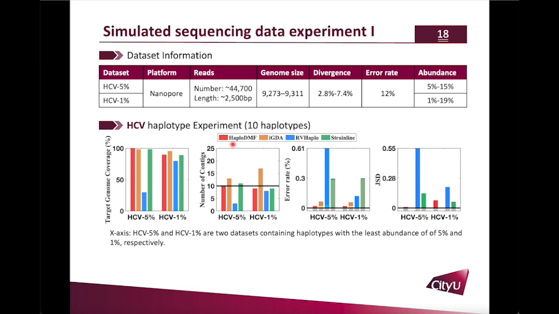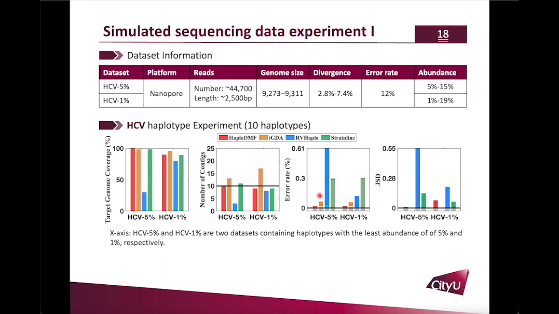Here is the experiment on 2 simulated datasets. There are 10 HCV haplotypes in each dataset. This is the pairwise divergence between haplotypes, and this is the haplotype abundance in the dataset. The red color is HaploDMF. We can see that HaploDMF reconstructed 10 haplotypes and 9 haplotypes with small error rates and small JSD values.